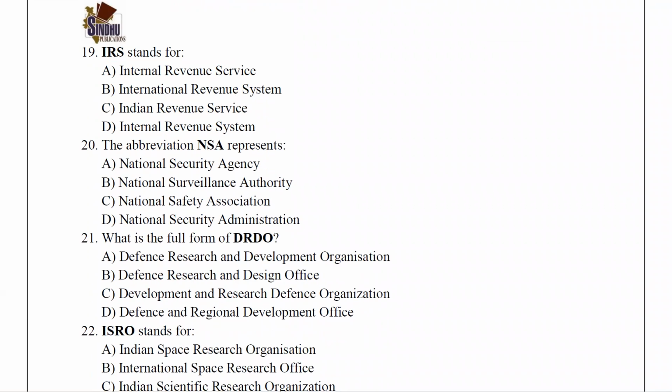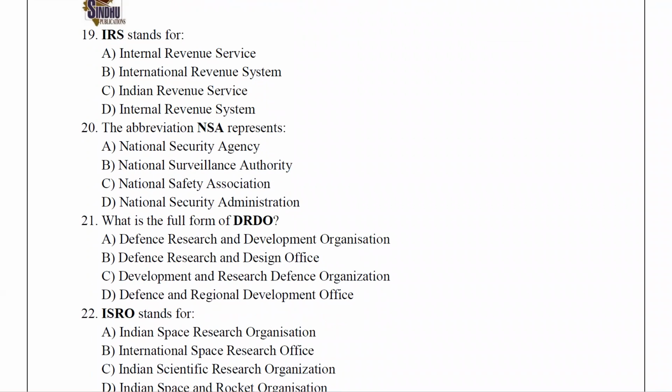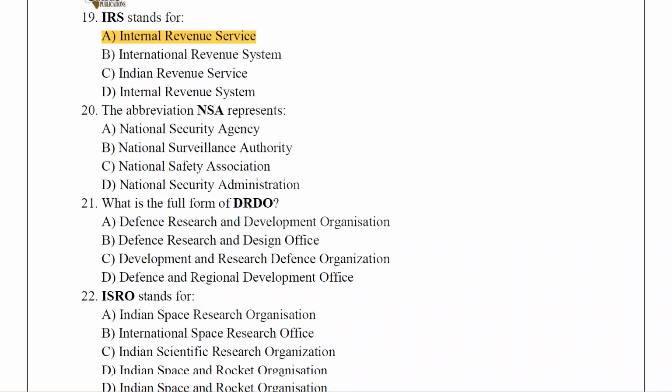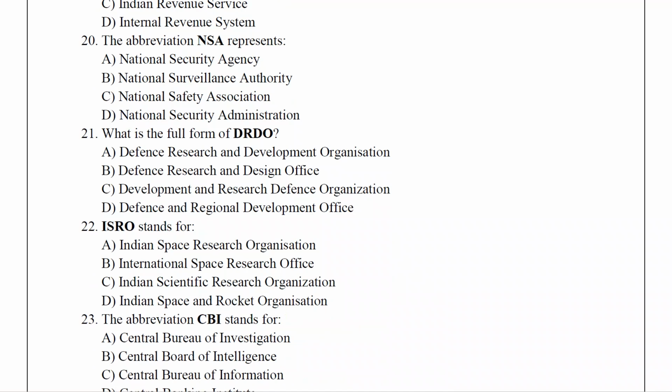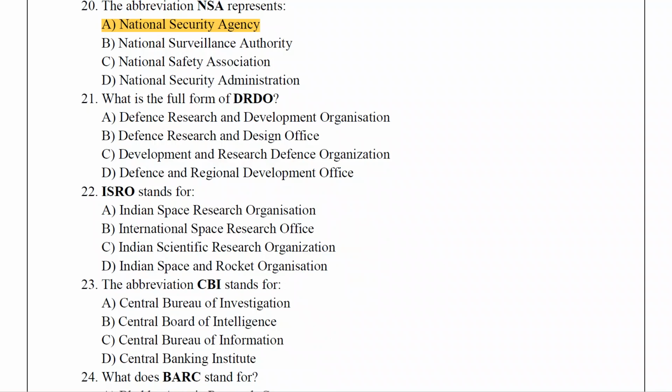Next question. IRS stands for Internal Revenue Service. The abbreviation NSA represents National Security Agency. What is the full form of DRDO? Defense Research and Development Organization.